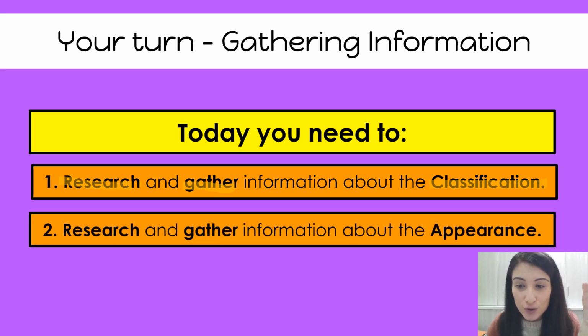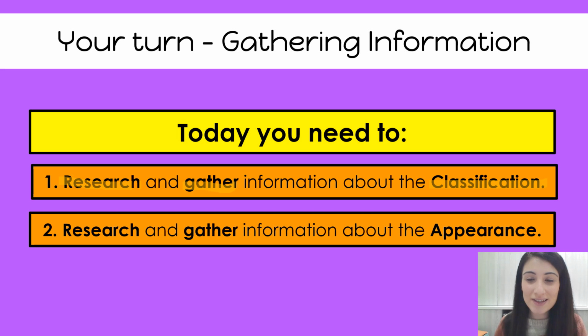Next one, step 2. We need to research and gather information about the appearance. So the appearance, if you remember from our other lessons, is focusing on what the animal looks like. So we really want to research information today about the animal's appearance, what it looks like.